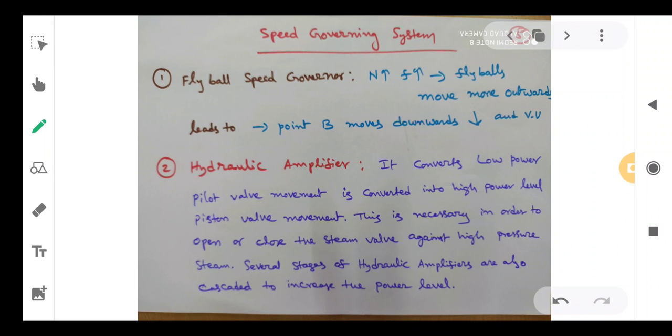This is the first point. Second point, the hydraulic amplifier. It converts the low power pilot valve movement to high power piston valve movement. It is necessary in order to control the steam valve against the high pressure steam. Sometimes several stages of the hydraulic amplifier are also cascaded to increase the power level. This is a very important point.